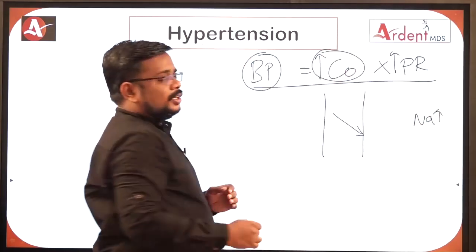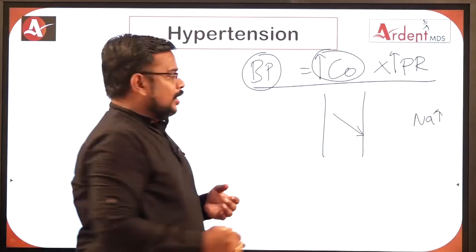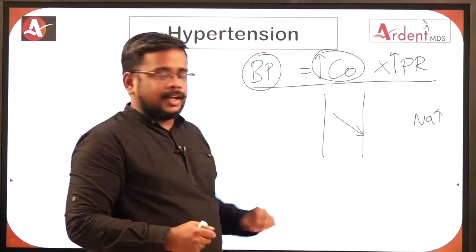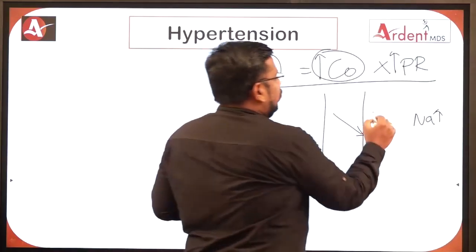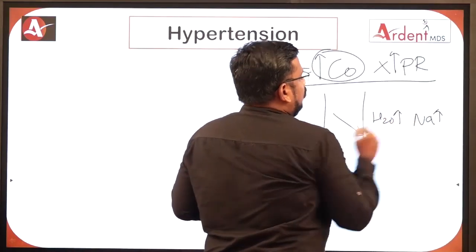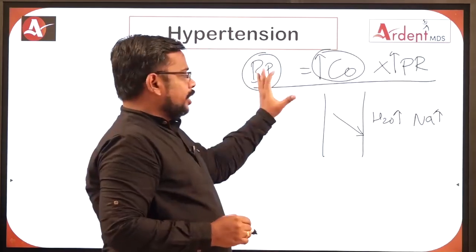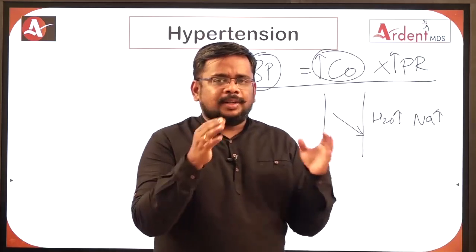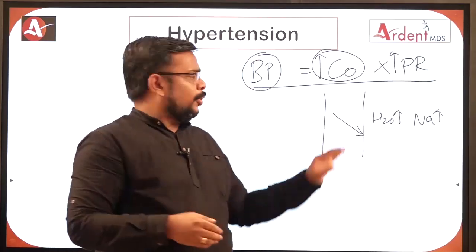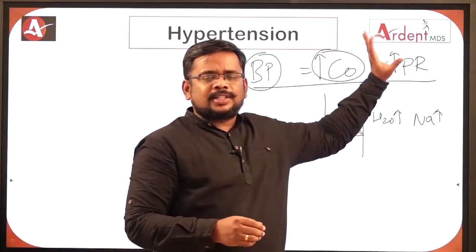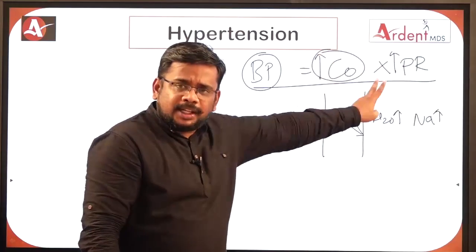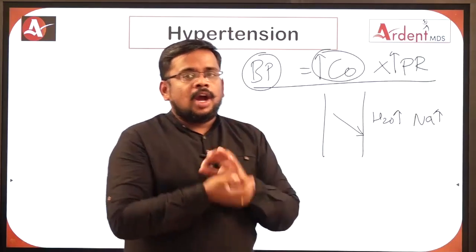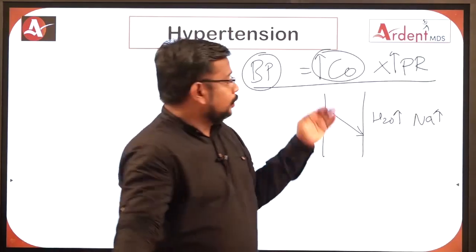And what about the reason for increased cardiac output? Increased water content leads to increased blood content, which leads to increased cardiac output, right? So either increased water or increased sodium leads to increased blood pressure. So this is the way you can treat patients of hypertension, right? How do you decrease the cardiac output? How do you decrease the peripheral resistance? If you decrease these two things, the hypertension problem is solved, right?